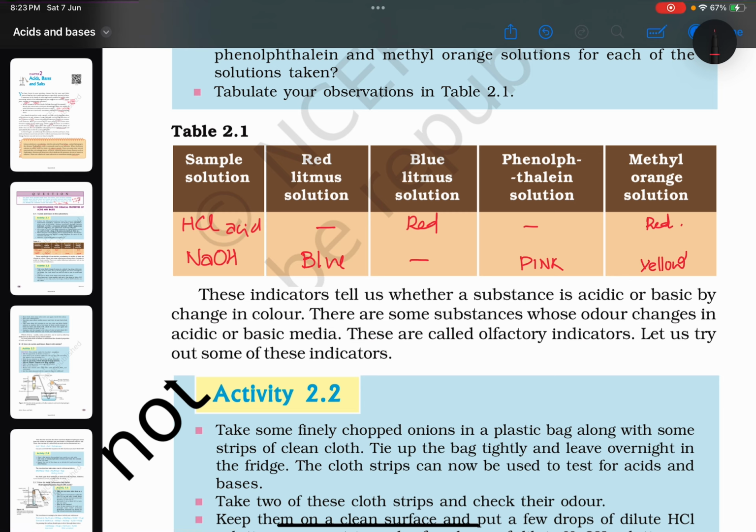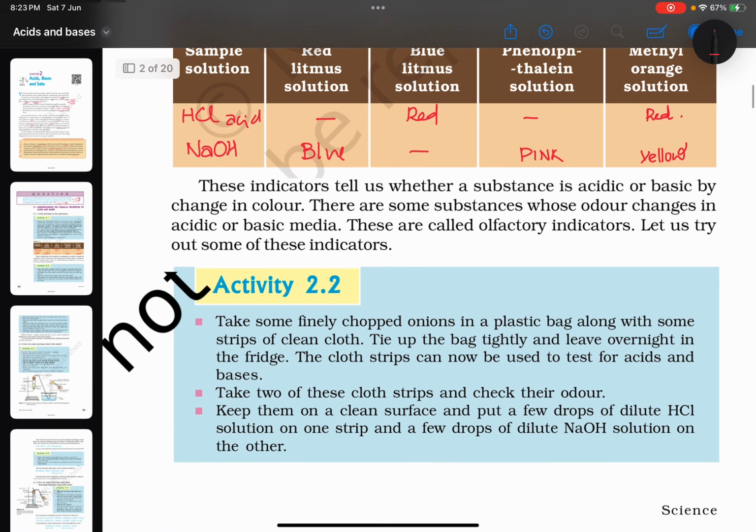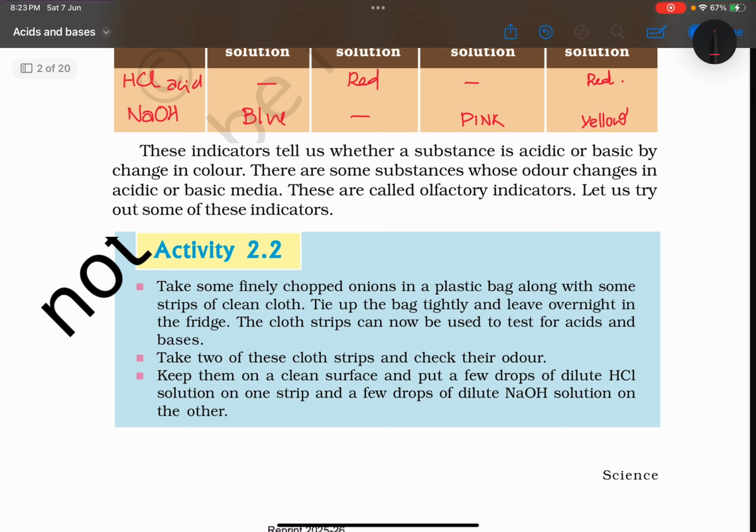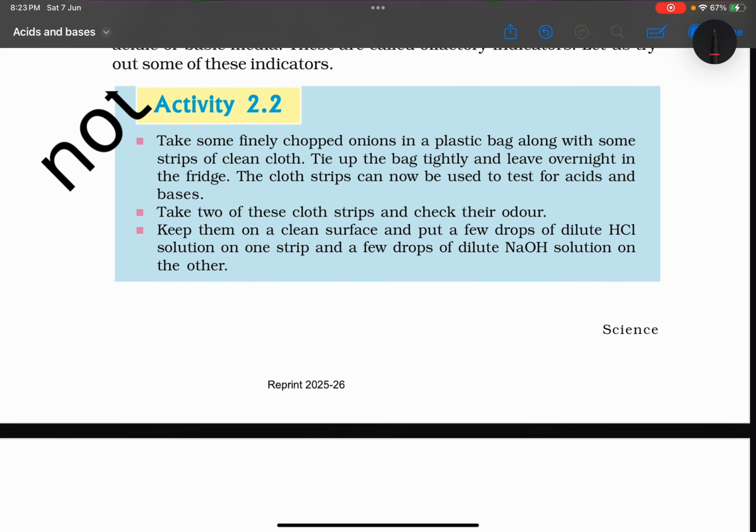These indicators tell us whether a substance is acidic or basic by change in color. There are some other substances whose odor changes in acidic or basic medium. These are called olfactory indicators. Let us try out some of these indicators. Take some finely chopped onions in a plastic bag along with some strips of clean cloth. Tie up that bag tightly and leave overnight in the fridge. The cloth strips can now be used to test for acids and bases.